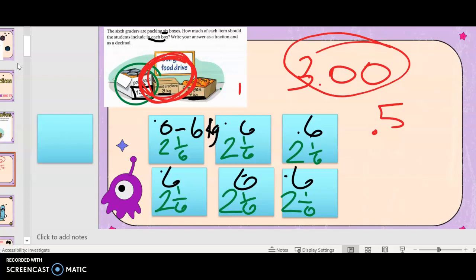So now I see how much I have of the milk, how much I have of the crackers, and how much I have of the oranges in each box. And remember, of course, that for our crackers, we decided on 0.5 in each of these boxes.